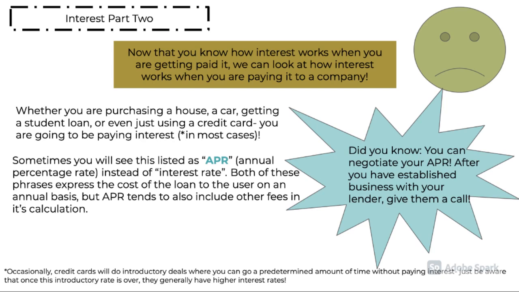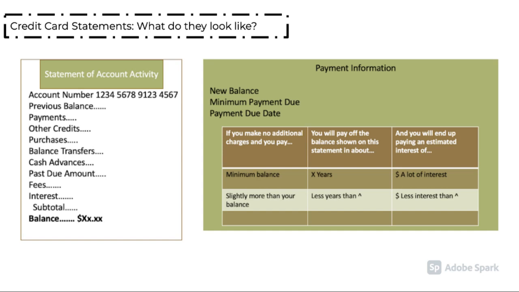Now that you know how interest works when you are getting paid it, we can look at how interest works when you are paying it to a company. So whether you are purchasing a house, a car, getting a student loan, or even just using a credit card, you are going to be paying interest in most cases. Sometimes you will even see this listed as APR, which means annual percentage rate instead of interest rate. Both of these phrases express the cost of the loan to the user on an annual basis, but APR tends to include other fees in its calculation.